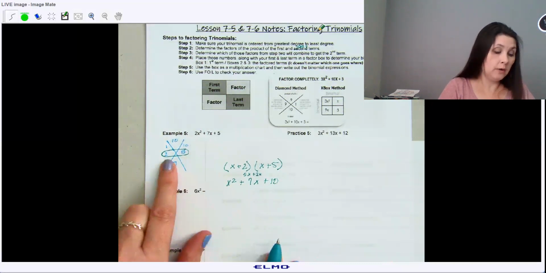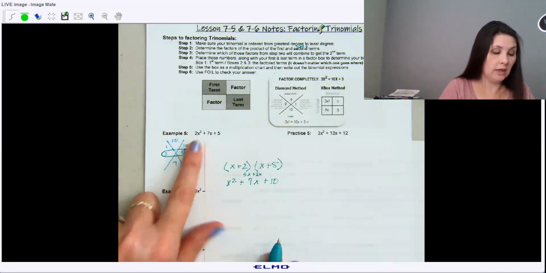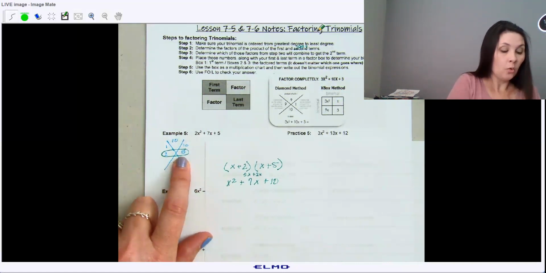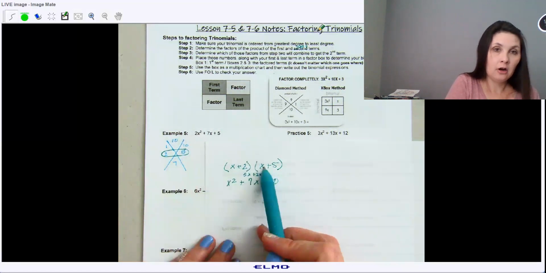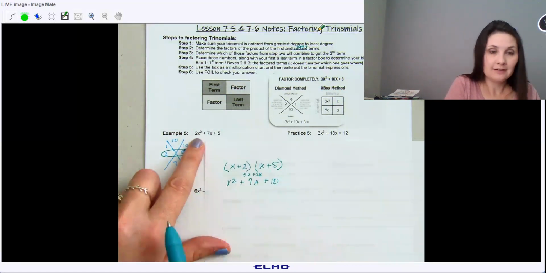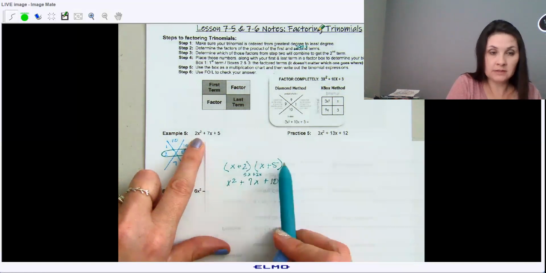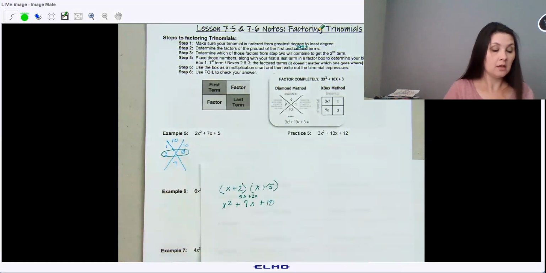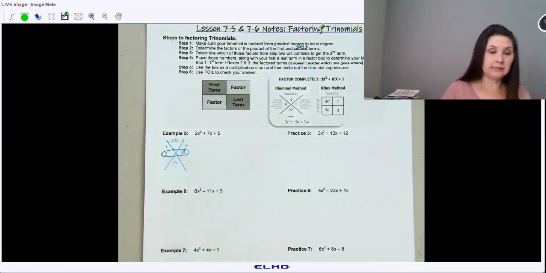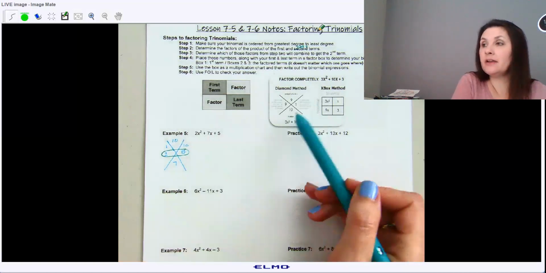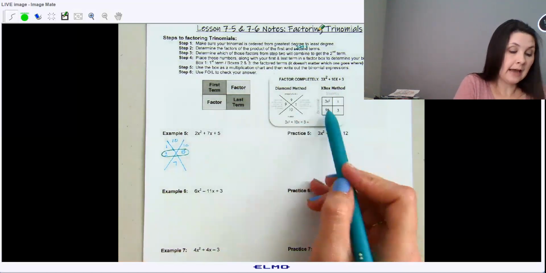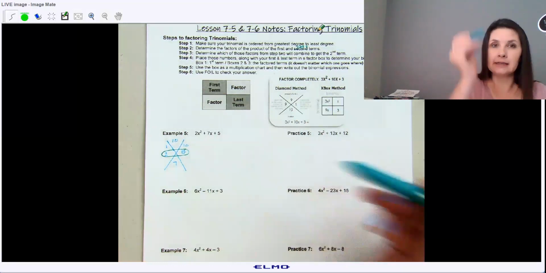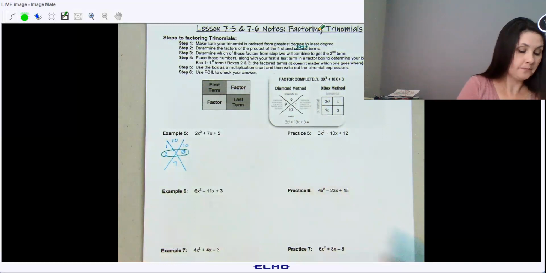Whenever your leading coefficient is something other than 1, you can't just take these factors and do what we did on the first page. It will not work. When we multiply these two together, they need to equal 2x squared. When we multiply the last terms in each parentheses together, they need to equal 5. Well, that doesn't happen here. So this is where the next step comes in, and you'll see that in our example here. After we find the factors, we form this box here and we treat it as like a multiplication table.